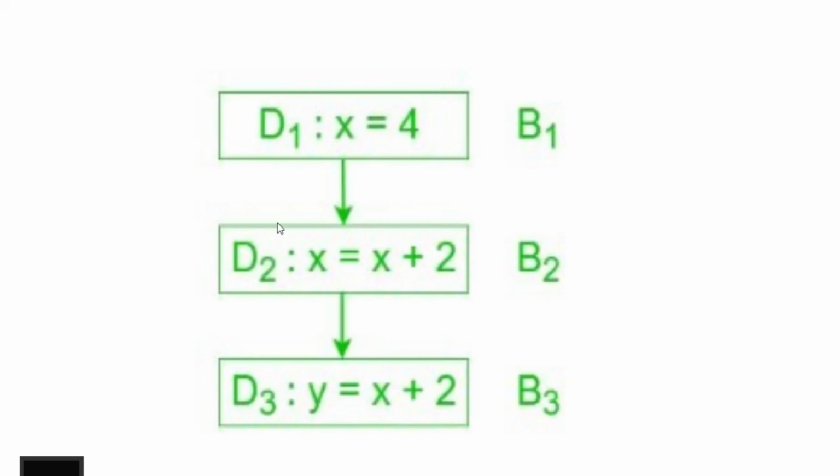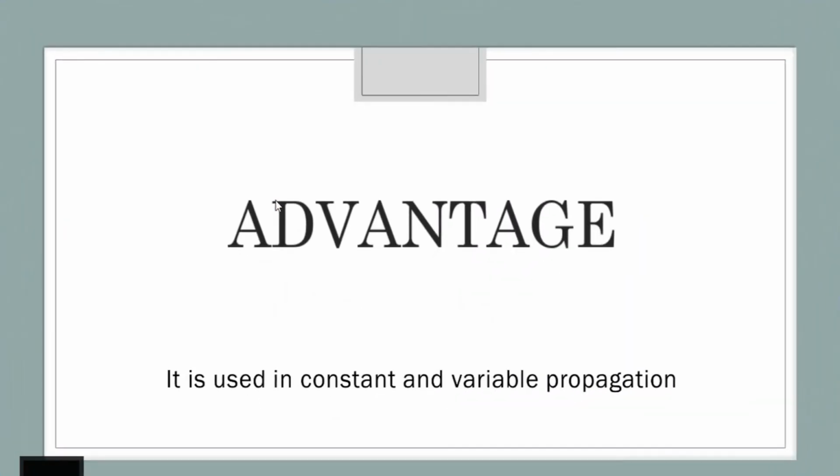Can you understand what is meant by reaching definition? There should be a path from a definition to a point, and that definition should not be killed in the middle. That is called reaching definition. The advantage of reaching definition is that it is used in constant and variable propagation.